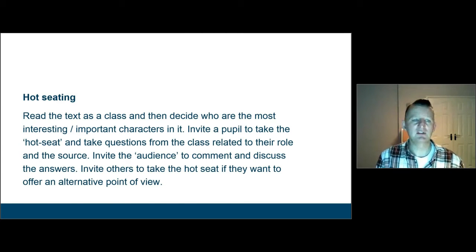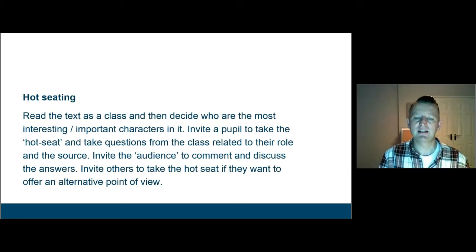So another activity to do to move on into this interpretation phase is hot seating. So we might read a text as a class and then decide who are the most interesting and important characters in that text. Invite a pupil who's confident to take the hot seat and take questions from the class related to their role and the source, and then invite the audience to comment and discuss their answers. We can also invite others to take the hot seat if they want to offer an alternative point of view.